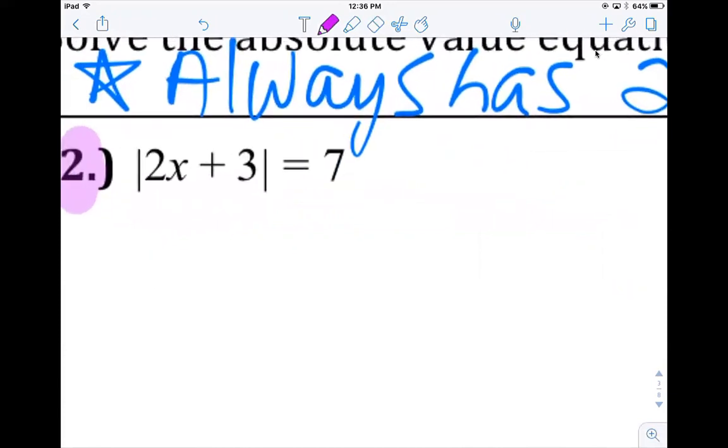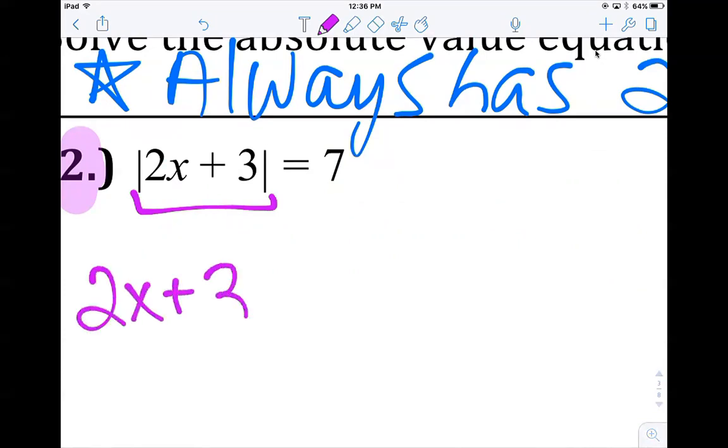So what we're going to do first is we want to make sure that this absolute value part is isolated. It's by itself on that side of the equal sign. And since it is, we're going to get started. And we are just going to rewrite the problem, 2x plus 3 equals 7, just like you see it, but no absolute value bars. So we're rewriting the original problem, just like you see, removing the bars.